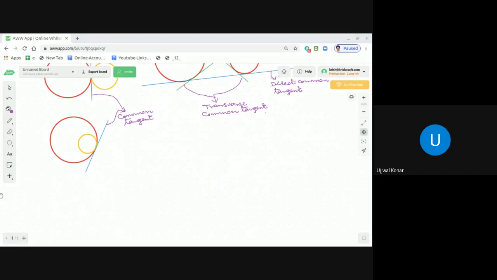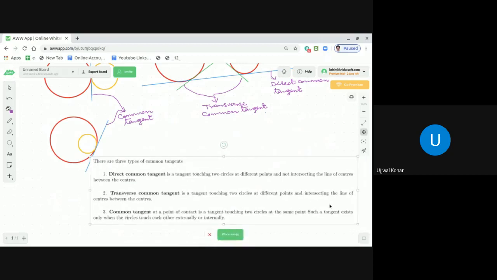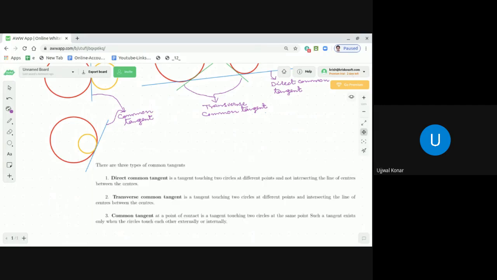Now as it is clear, let me give you the formal definition. There are three types of common tangents, and here it is. Okay, dear students, the direct common tangent is a tangent touching two circles at different points and not intersecting the line of centers between the centers. Transverse common tangent is a tangent touching two circles at different points and intersecting the line of centers between the centers. And common tangent at a point of contact is a tangent touching two circles at the same point. Such a tangent exists only when the circles touch each other externally or internally.